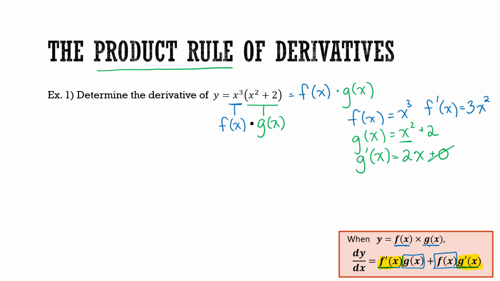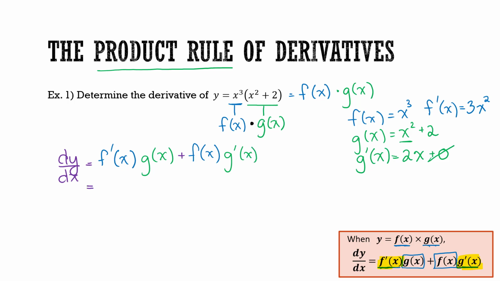Now to put this all together to form our derivative dy over dx, recognizing that this is going to be f prime of x times g of x plus f of x times g prime of x. Now I substitute the expressions I came up with for f prime of x as 3x squared times my g of x, which is x squared plus 2. Then I add to that my f of x, which is x cubed, times my g prime of x, which is just 2x. And that essentially is the product rule.